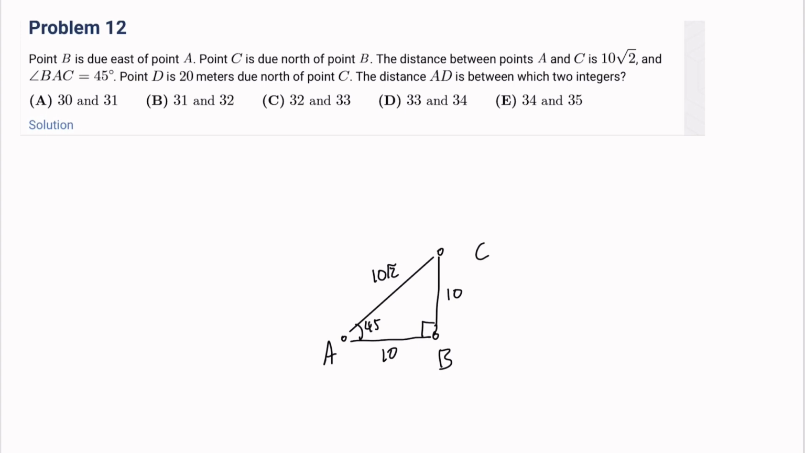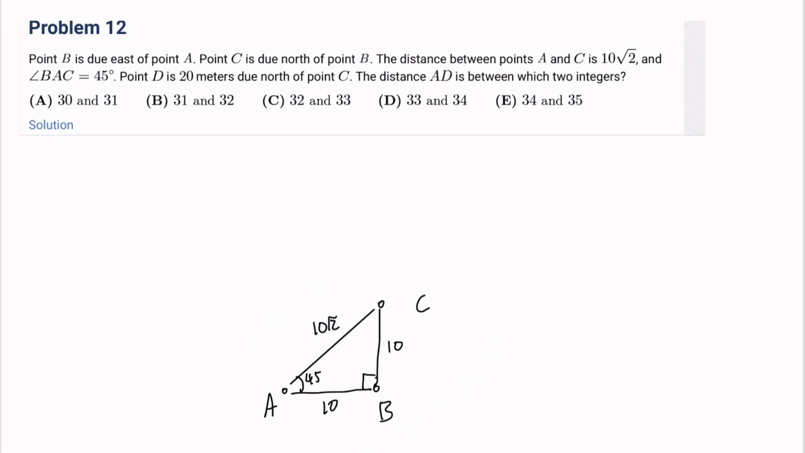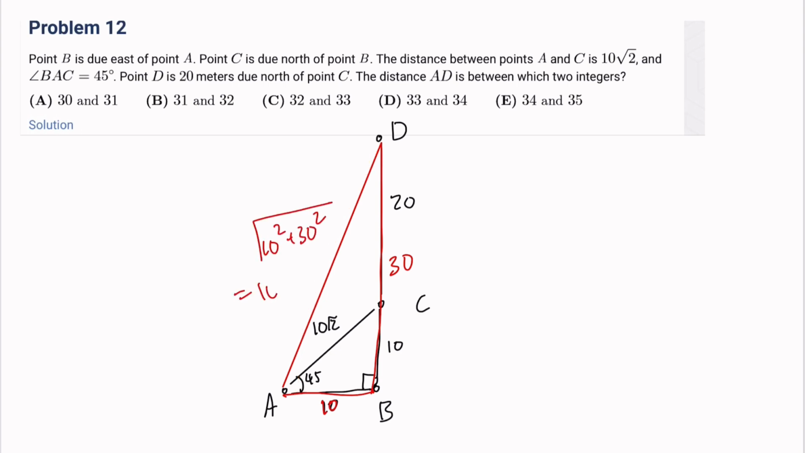Point D is 20 meters due north of point C. Okay, so maybe we'll need to bring this down a little bit. Point D is 20 meters due north of point C. So that will be about here, I reckon. And so this will be D, and this will be 20. The distance AD, so from here to here, that is between which 2 integers, right? And so since this is 10, and this is 30, this will give us square root of 10 squared plus 30 squared, which is 10 root 10, right?